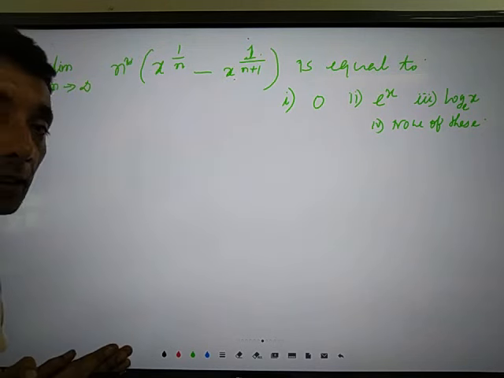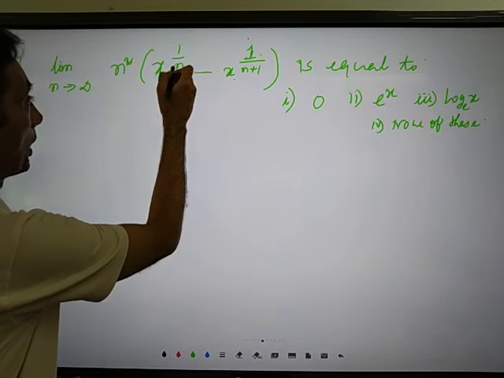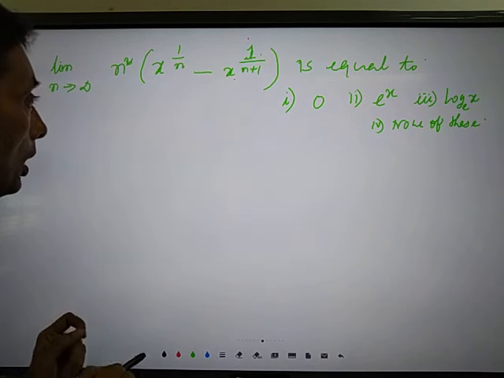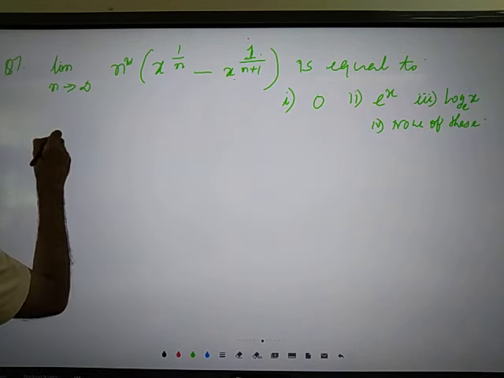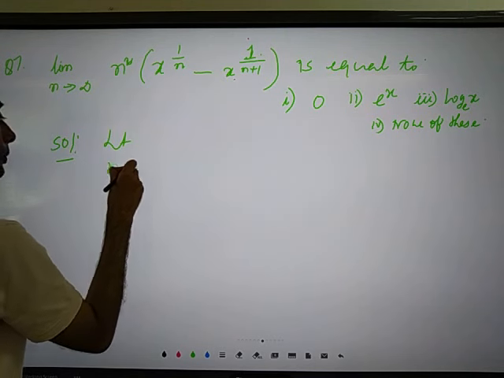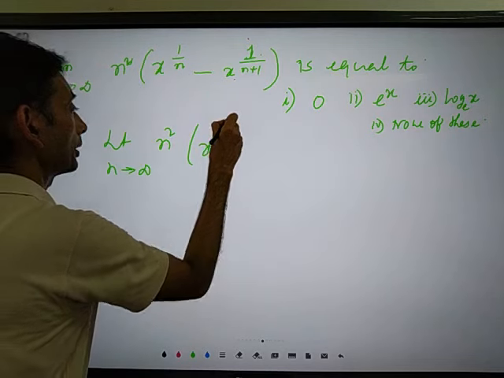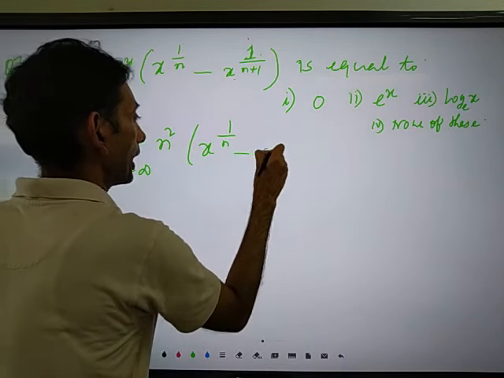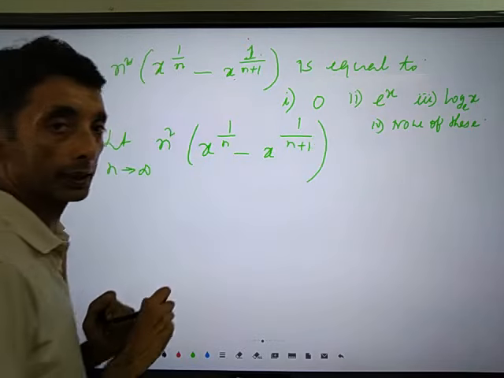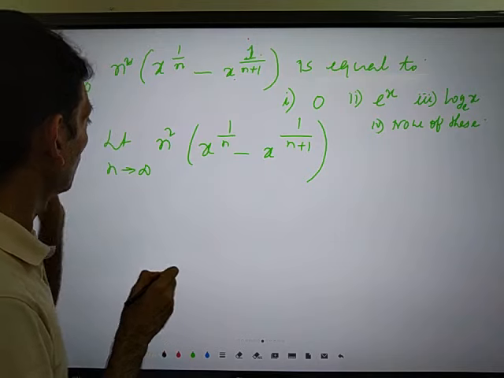We need to find the limit as n tends to infinity of n squared times (x to the power 1 by n minus x to the power 1 by n plus 1). Let's start. We'll just write this question. Limit n tends to infinity, n squared into (x^(1/n) minus x^(1/(n+1))). Right? So let us check the form of the limit.